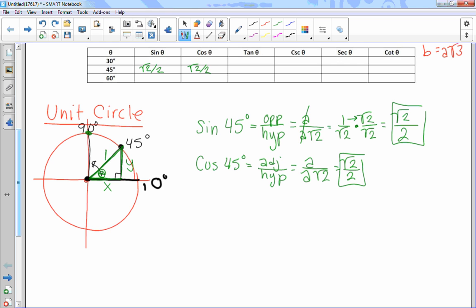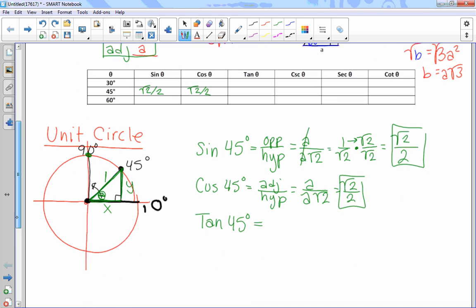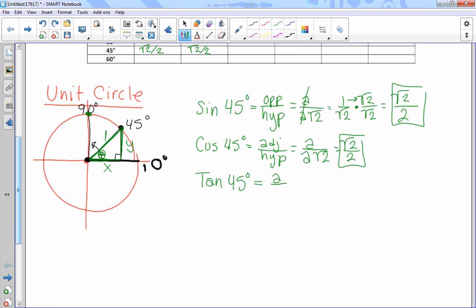Now we're going to do tangent. So SOH CAH TOA. What does TOA stand for? Opposite over adjacent. Eric, can you please find what the opposite is and what the adjacent is? So the opposite over adjacent, A over A. What is A over A? 1. So the tangent of 45 degrees is a nice pretty 1.